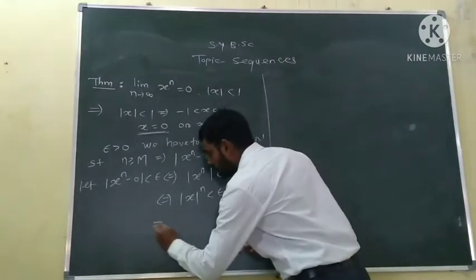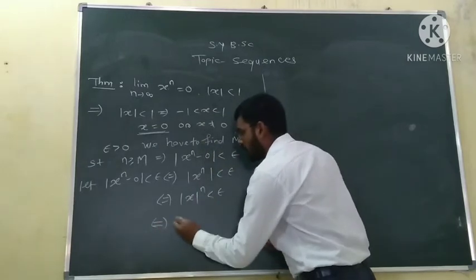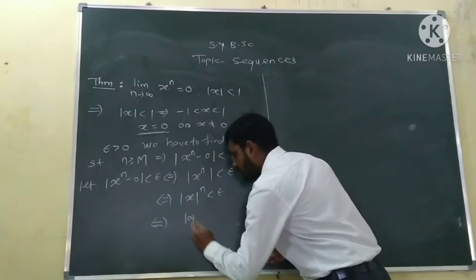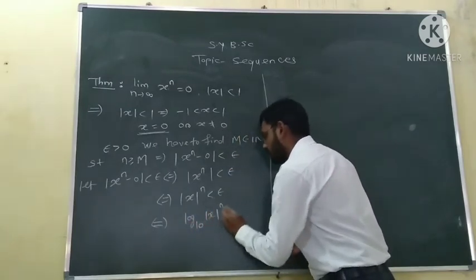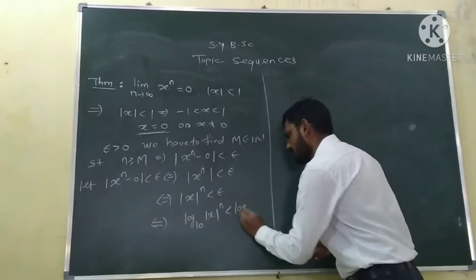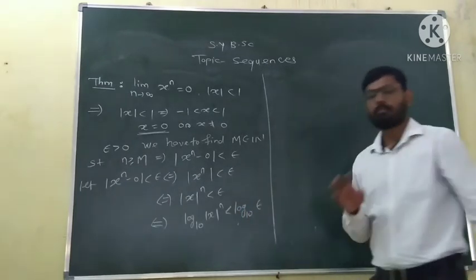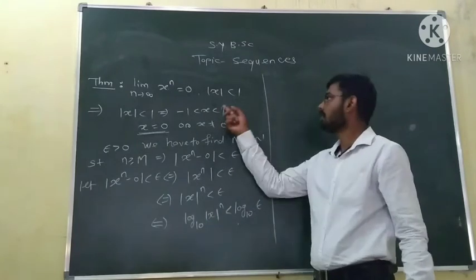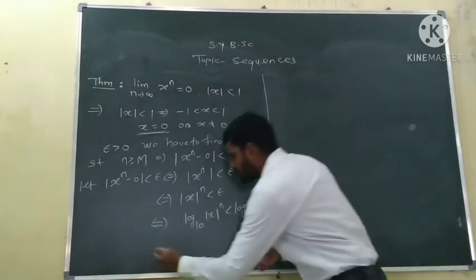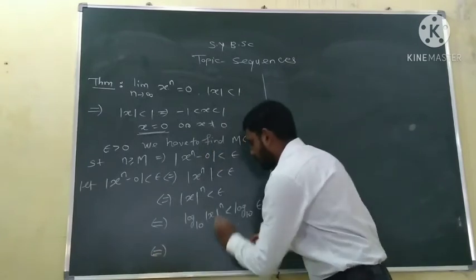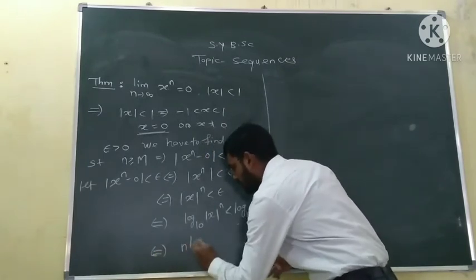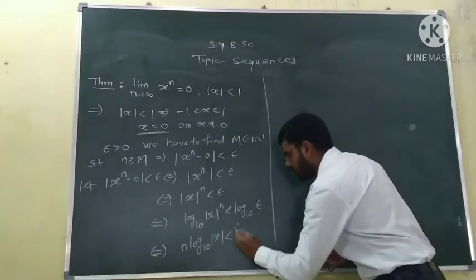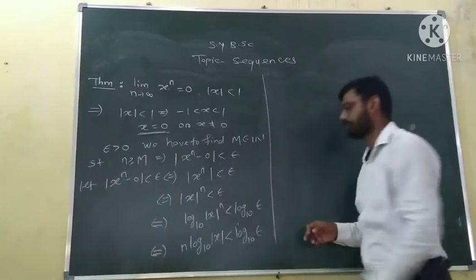So this is true if and only if, taking log to the base 10 on both sides, log to the base 10 of mod of x to the power n is less than log to the base 10 of epsilon. But the problem is here: mod of x is less than 1. So we will come to this point. This happens if and only if n log to the base 10 of mod x is less than log to the base 10 of epsilon.